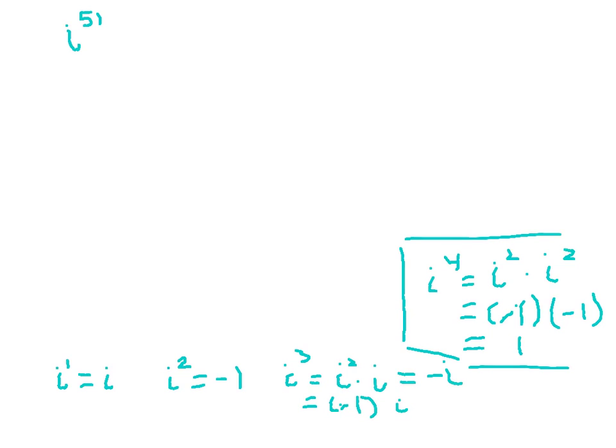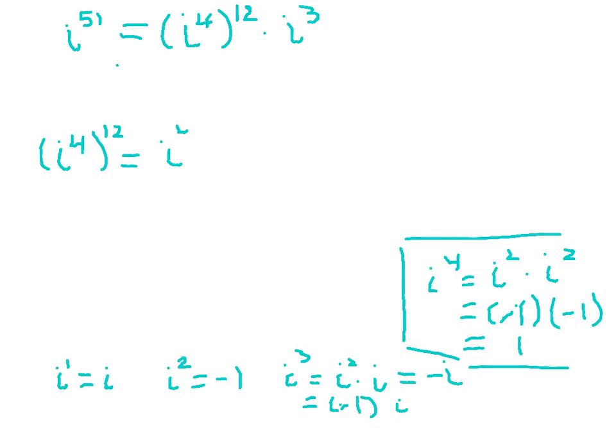So the easiest way, I think, to do this is to see how many times i to the fourth goes into i to the 51st. So, 4 goes into 51 12 times, and I have 3 left over. So i to the fourth raised to the 12th power is i to the 4 times 12. This is just a law of exponents. And this is equal to i to the 48th power. And if I take i to the 48th times i to the 3rd, I end up with i to the 51st.